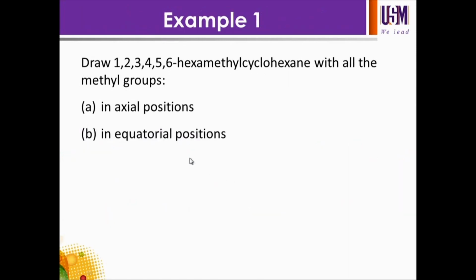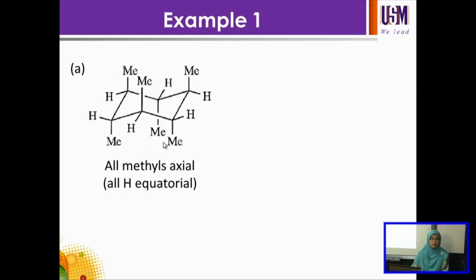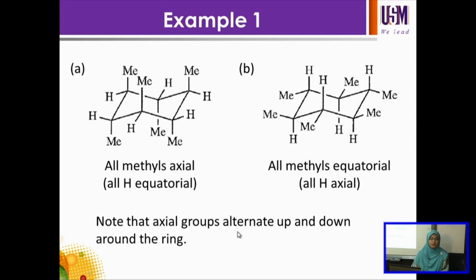You can look at this example. Draw 1, 2, 3, 4, 5, 6 hexamethylcyclohexane with all the methyl groups in axial position and also in equatorial position. So for A, this is where all the methyls are in axial position and the hydrogens are in equatorial position. And for B, all methyl groups are now in equatorial position while all the hydrogens will be in axial position. So note that axial groups alternate up and down around the ring.